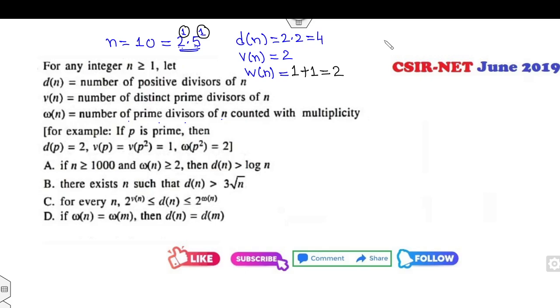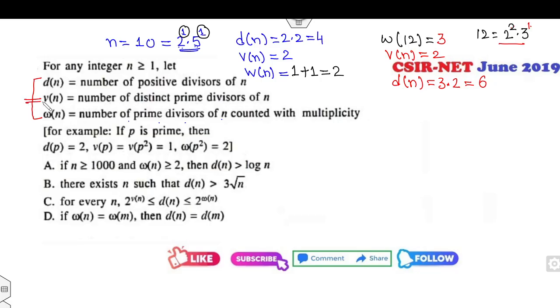For example, if I say w of 12, then 12 I can write as 2 raised to power 2 into 3. Fine. So what is the w of n? Multiplicity 2 plus 1 is 3. What is the v of n? If I take 12, how many prime numbers? 2 prime numbers. What is the d of n? 2 plus 1 is 3, 1 plus 1 is 2. That is 6. That's the meaning of this definition.